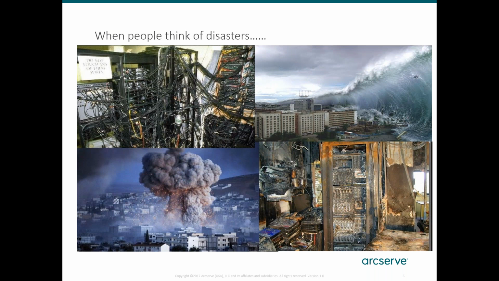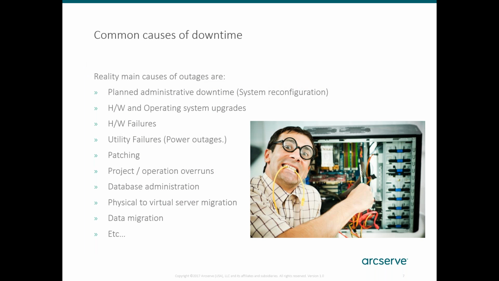When people think of disasters, they perceive mainly terrorist attacks, earthquakes, tsunamis, and large fires, as depicted in here. But the chances of these disasters happening are actually pretty slim, to be honest. I think it's less than 1% that this kind of disaster happens to your data center or to your company. But what are the common causes of downtime?